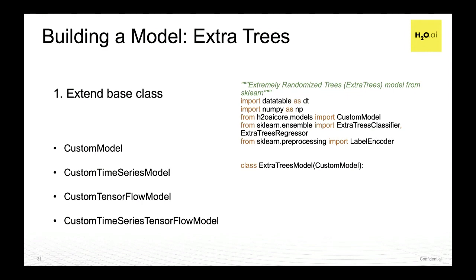We also will have a TensorFlow model, which is a little bit different for models that use TensorFlow. And if you want to get really fancy, you can have a time series TensorFlow model. Each of these are base classes. They're going to be a little bit different and add on a little bit more options. For our extra trees model, we need to import that function from scikit-learn because we're going to be calling it. And then we're also going to be using that label encoder again.